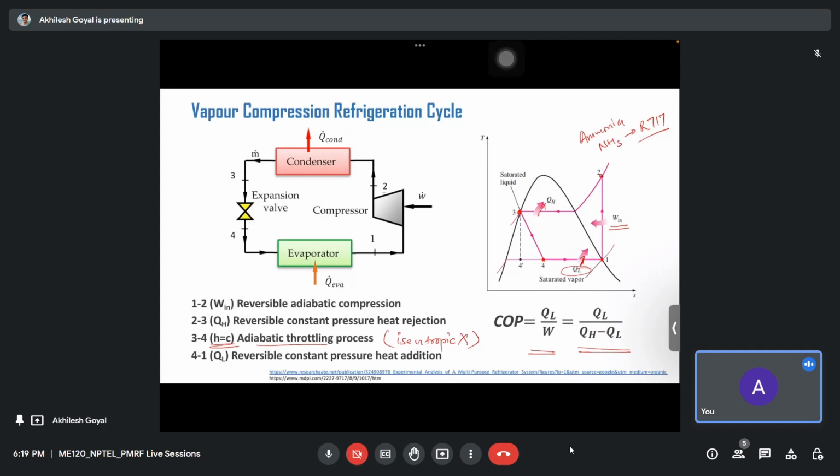Now we will look at what happens in the expansion valve. It is a constant enthalpy process, and we will look at how the cooling happens. We are dropping the pressure from a high value to a low value, and how does dropping the pressure in the expansion valve result in the cooling effect? Okay, so let's look at that.